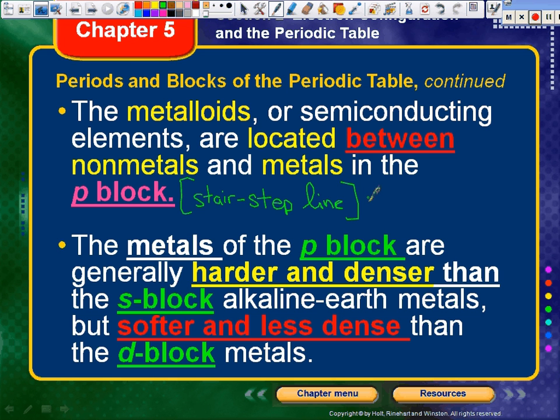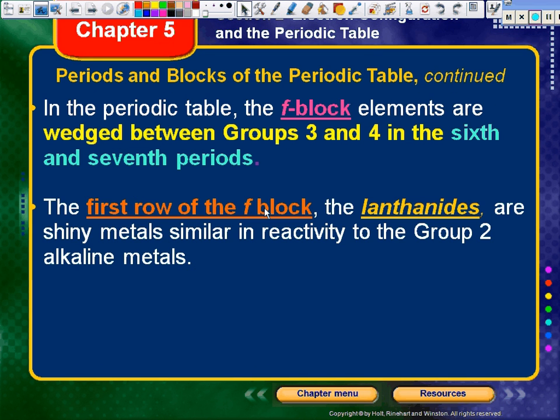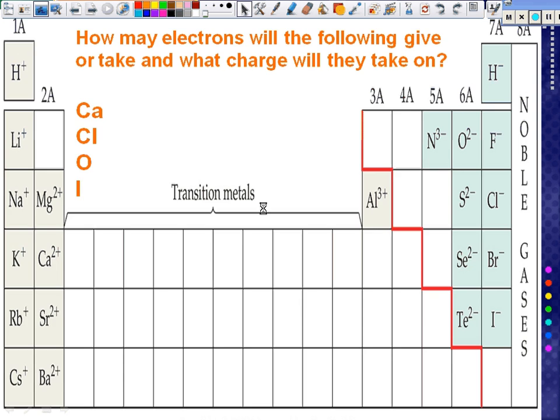Now, what do we know about the F block? What do we do with it? Forget about it. There are two things I want you to know about the F block in terms of the concepts. The first row's name is the lanthanides. You will have to know the names. The first row is the lanthanides. The bottom row is the actinides.